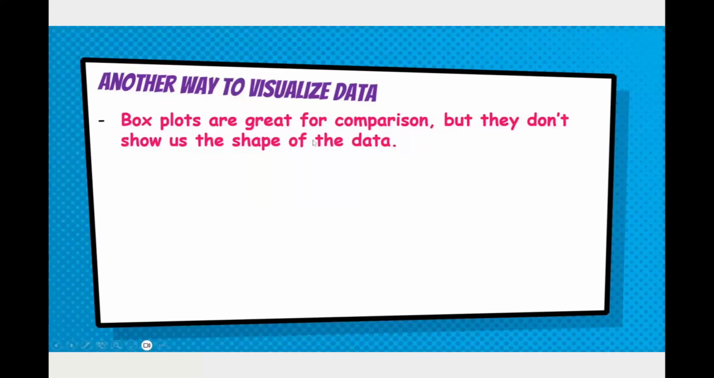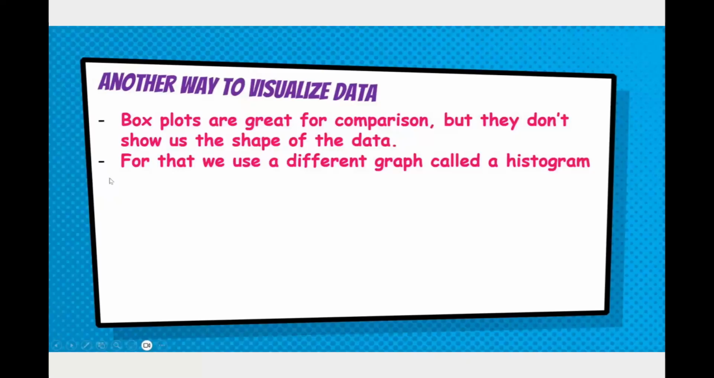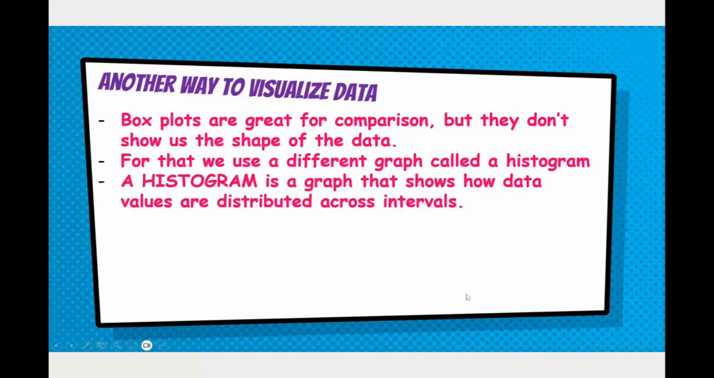Box plots are great for comparison, but they don't show us the shape of the data. For that, I don't want to jump ahead of myself, but we're going to use what's called a histogram, which looks like a bar graph, but the bars all touch. A histogram is a graph that shows how data values are distributed across intervals. Data is grouped into ranges called bins.